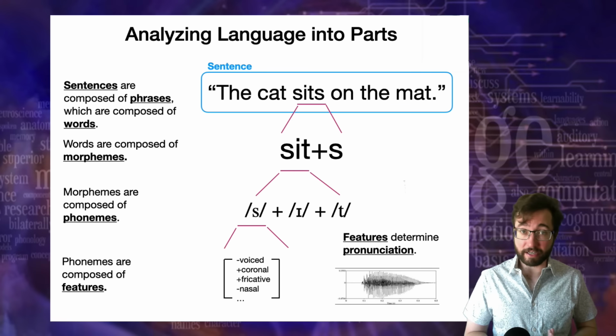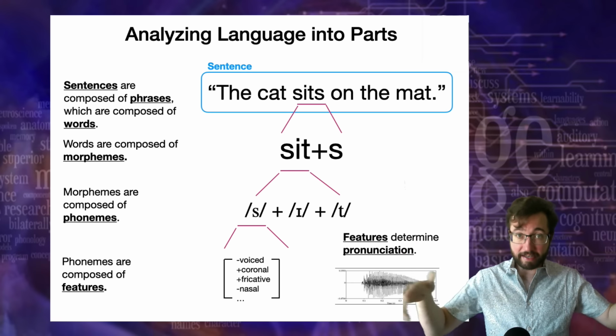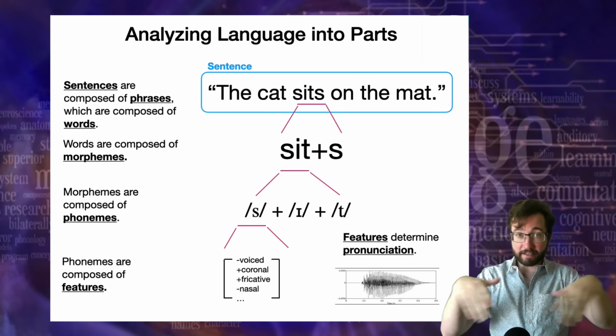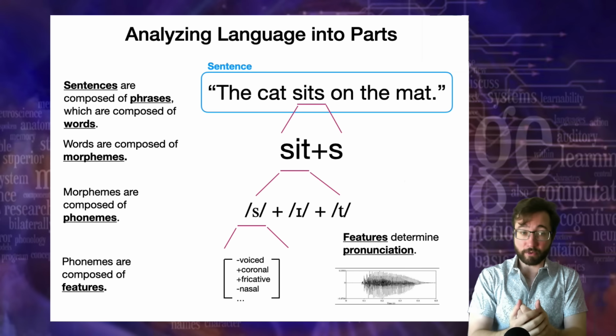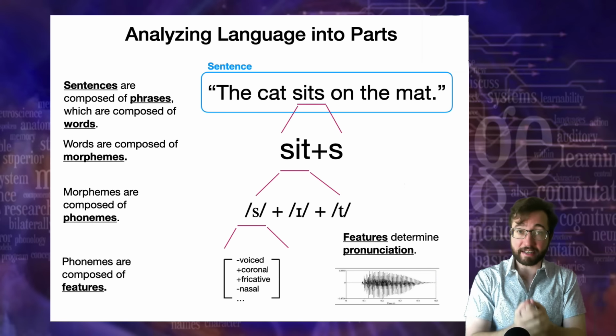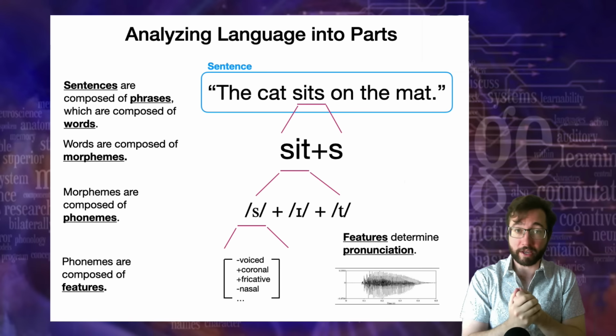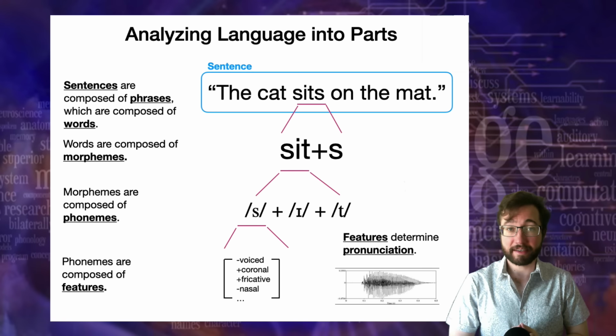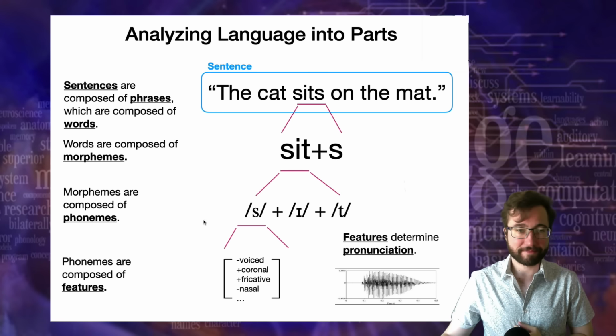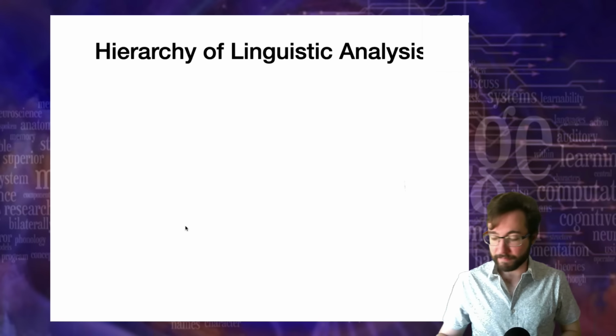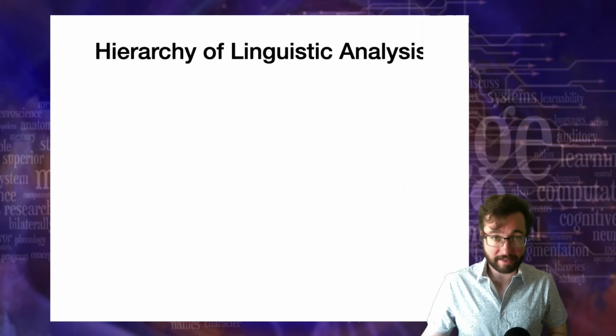So this is our hierarchy of linguistic analysis. We see that we can go from a big unit like a sentence and chop it up piece by piece into smaller and smaller units until we're down to the phonetic features and the actual sounds, the actual waveform that corresponds to these words. So the hierarchy of linguistic analysis goes like that.